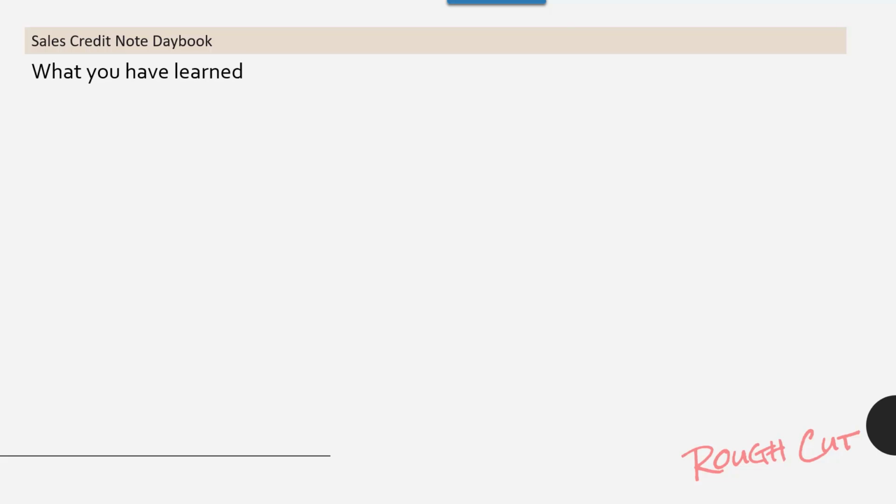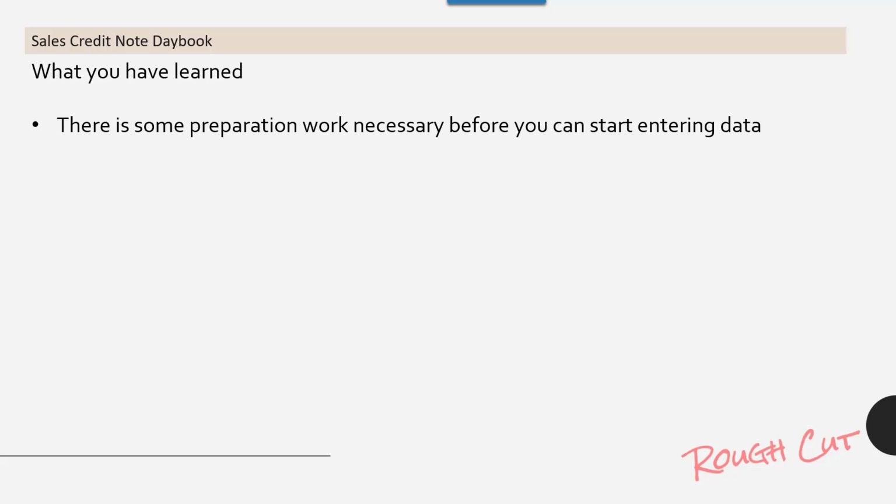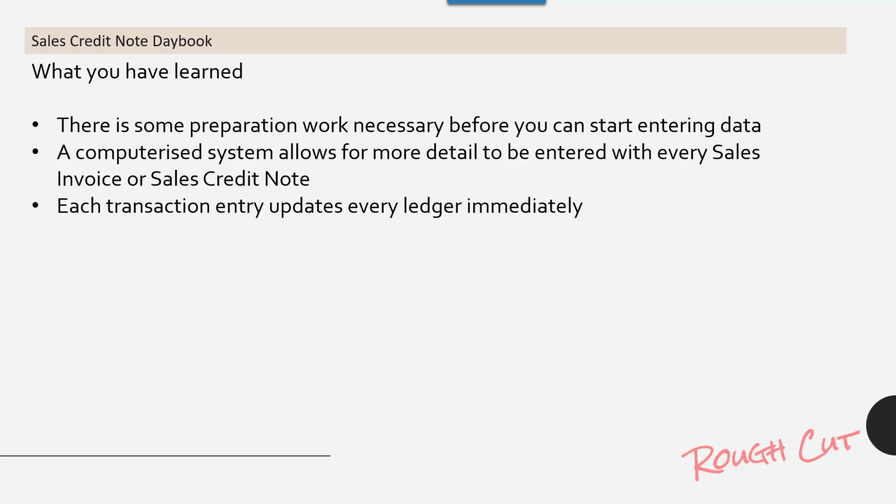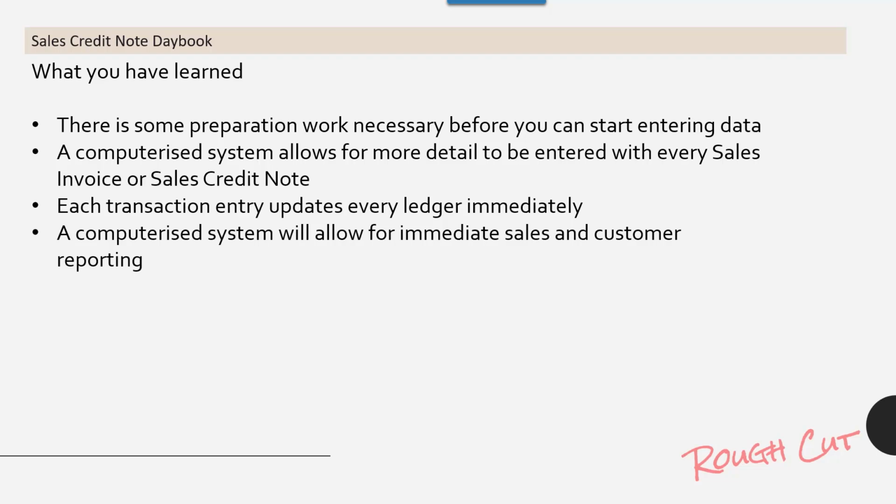What you have learned. There is some preparation work necessary before you can start entering data. A computerized system allows for more detail to be entered with every sales invoice or sales credit note. Each transaction entry updates every ledger immediately. A computerized system will allow for immediate sales and customer reporting.